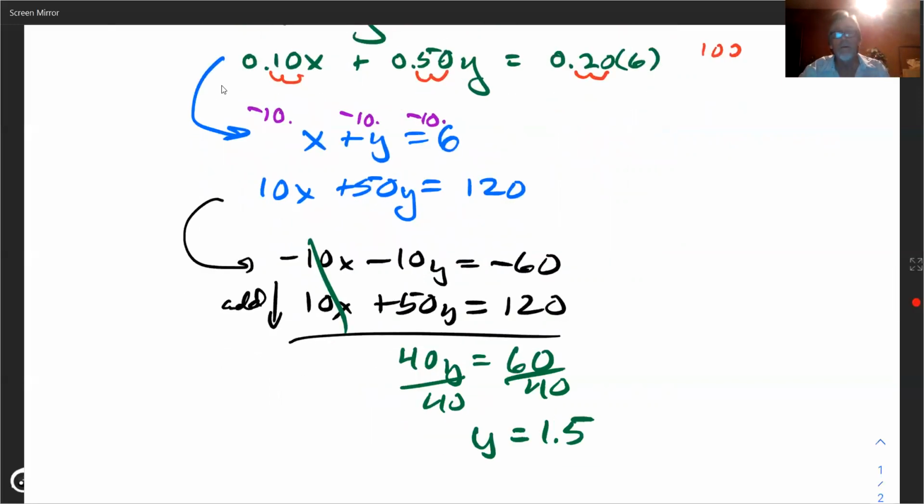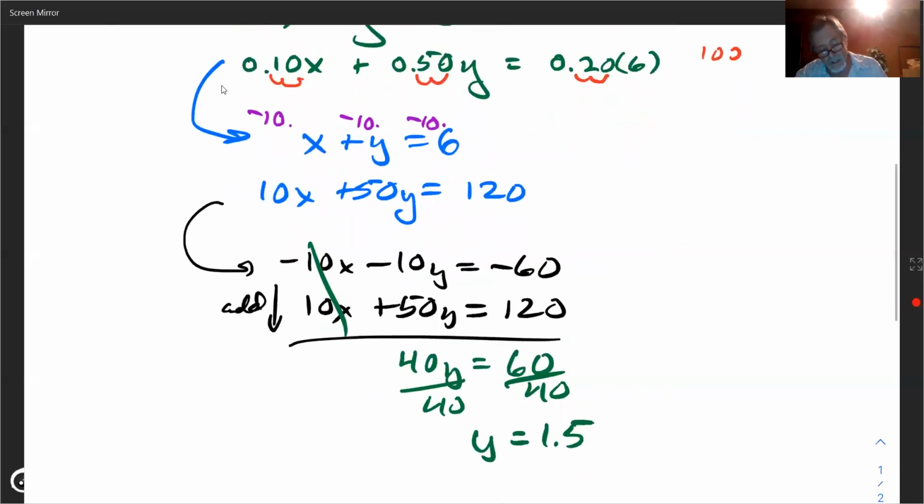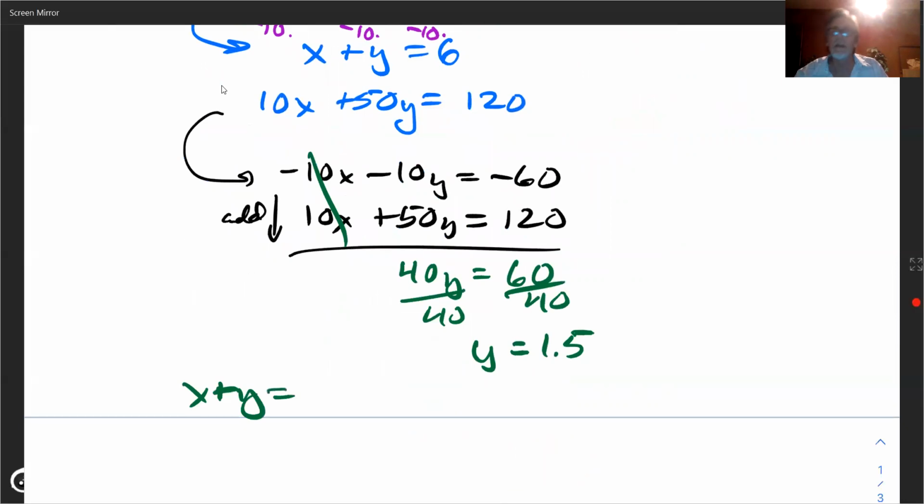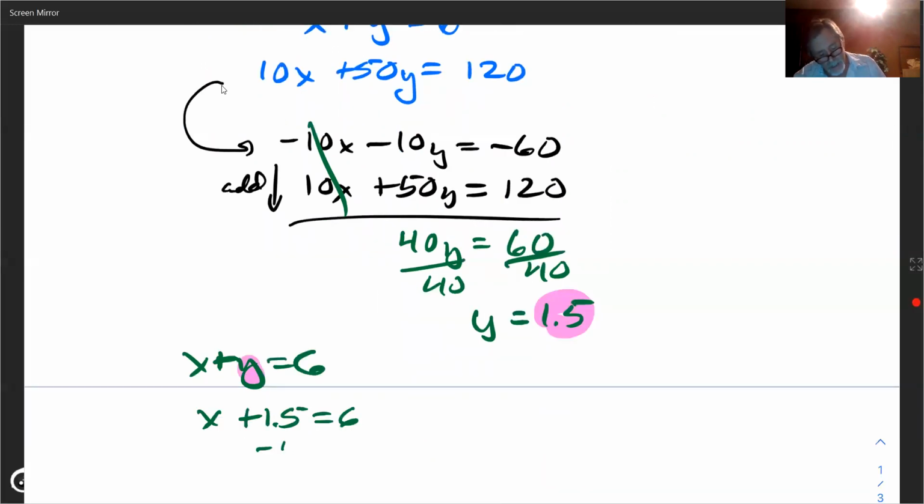Now, with a word problem, we have to answer. But first, let's figure out what x is. Well, the equation up there that's easy to see is this one that says x plus y is 6. She wants 6 ounces. The math is telling her you need 1.5 ounces of one of them. We're going to plug this in for y right there. So we're getting x plus 1.5 equals 6. In other words, take away 1.5 to find your answer. Take away 1.5, and we get, therefore, x itself is 4.5.